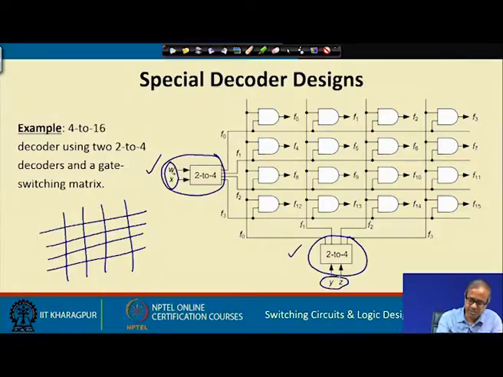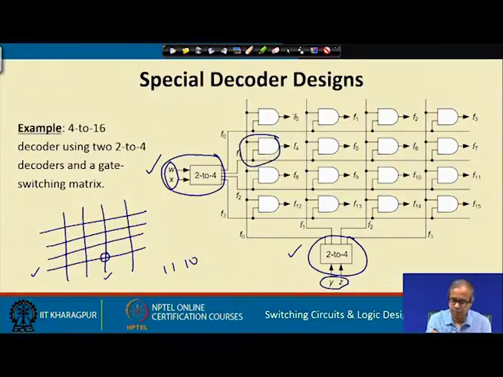Suppose you apply WX equal to 1 1, which means the 4th row is selected, and if you apply YZ equal to 1 0, which means the 3rd column is selected. So, it is 1 1 and 1 0. This last row and 3rd column means I am referring to this junction. Now, at every junction I connect an AND gate. Every row line and every column line I connect as inputs to an AND gate, and the outputs of the AND gates are my decoder outputs.